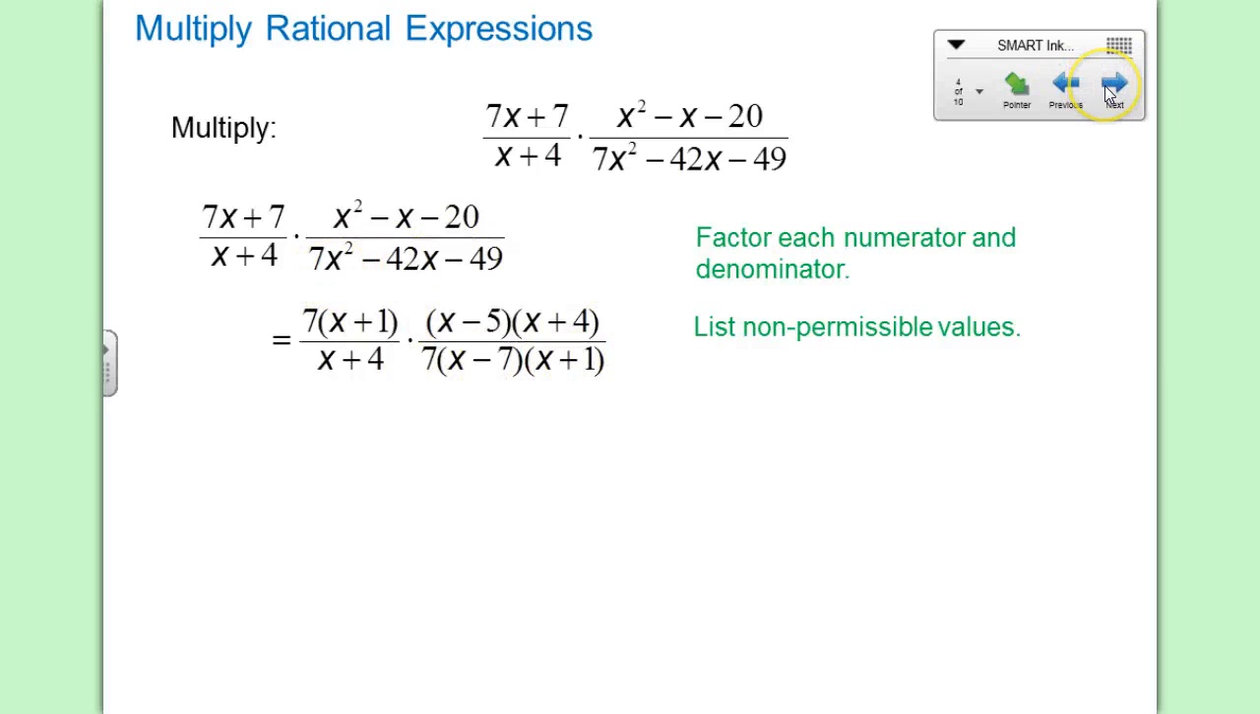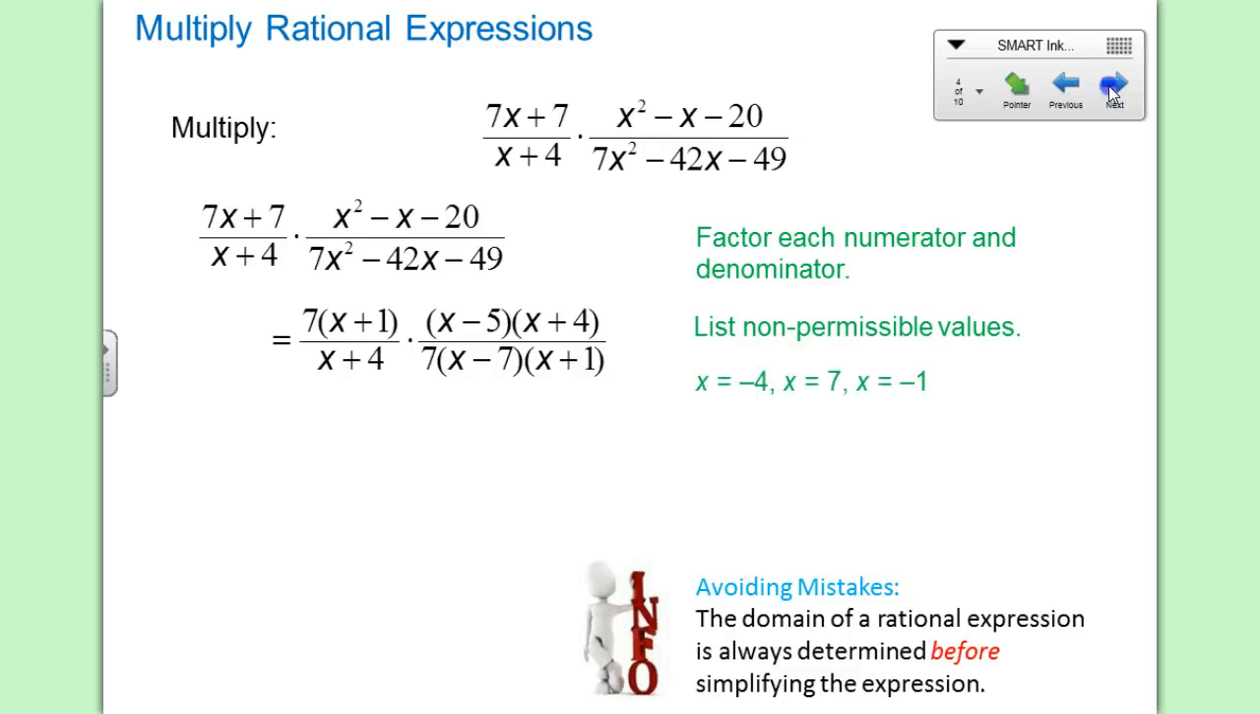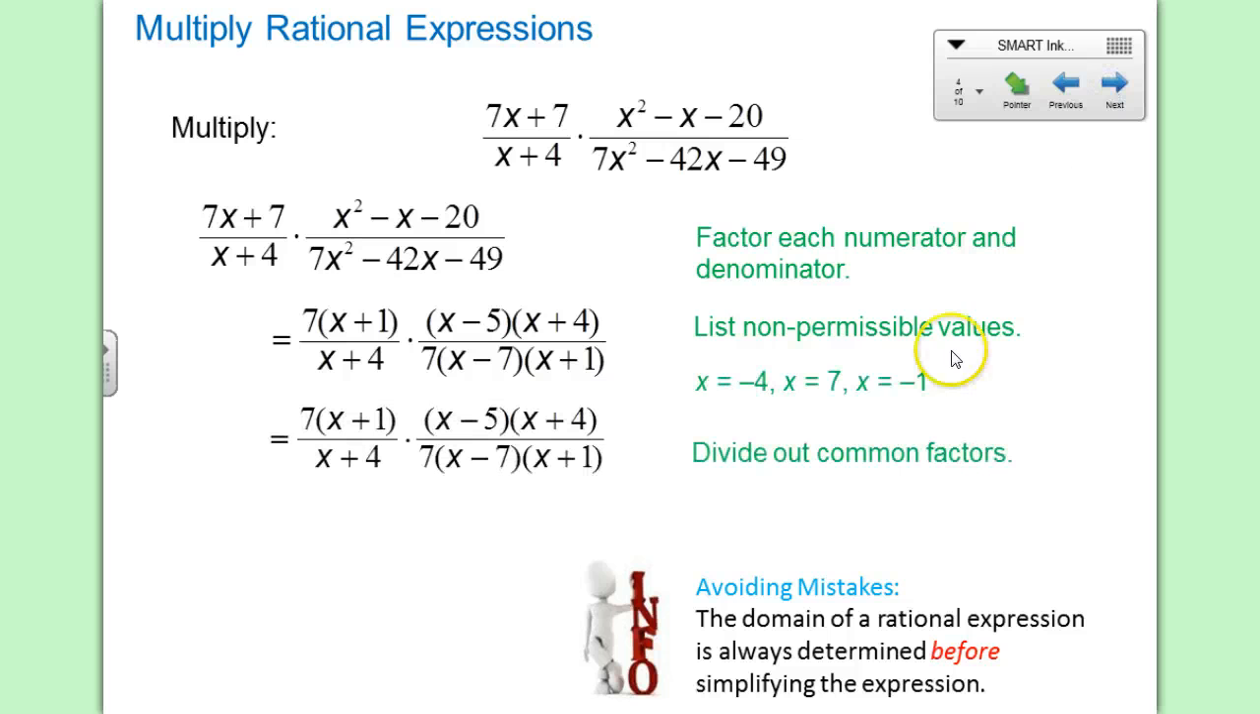Okay. Next thing you should do is, before you start blowing stuff up, list the non-permissible values. Okay, my non-permissible values are x can't be equal to -4, x can't be 7, and x can't be -1. Those should be not equals, not equals. That's a bit of a typo. I blow everything I can up, and I'm simply left with x minus 5 over x minus 7. And my non-permissible values are -1, -4, and 7.